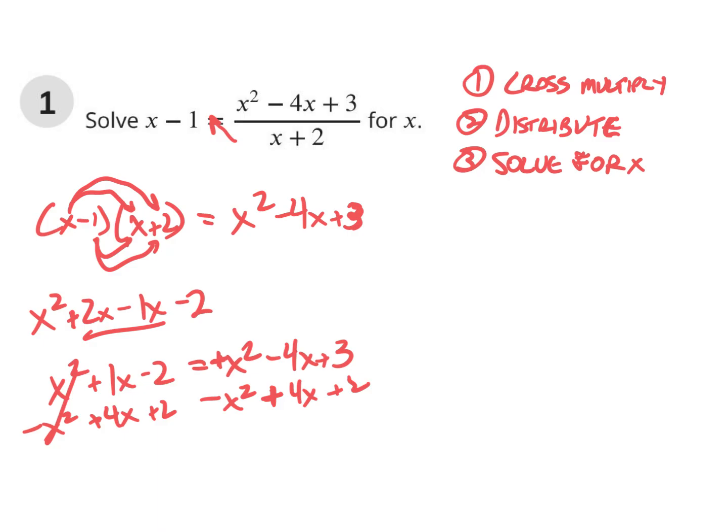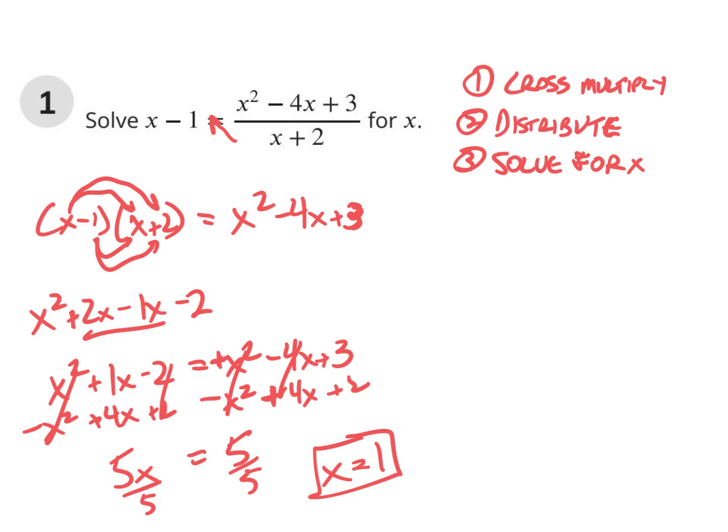So that cancels out. You're left with 5x. That cancels out. That cancels out. That cancels out. You're left with 5. Nope, just x. I'm sorry. That should just be an x. Divide by 5 on both sides. x equals 1. This is our answer. This is the number that makes both of those equal.